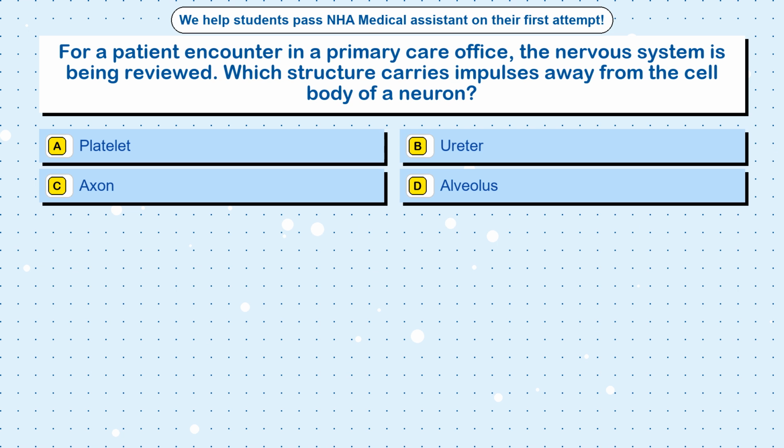Question 51. For a patient encounter in a primary care office, the nervous system is being reviewed. Which structure carries impulses away from the cell body of a neuron? Option A, platelet. Option B, ureter. Option C, axon. Option D, alveolus.